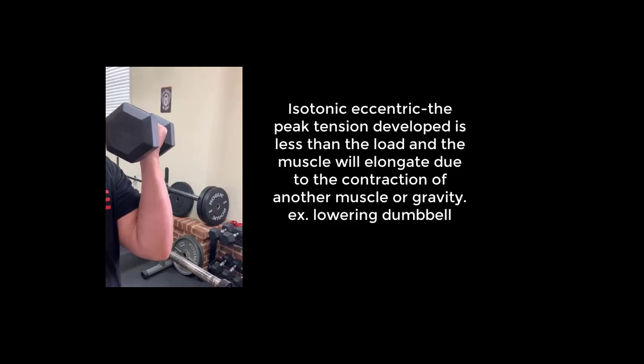Next, we will look at isotonic eccentric contractions. In an isotonic eccentric contraction, the peak tension developed is going to be less than the load, and the muscle will elongate due to the contraction of another muscle or the pull of gravity.